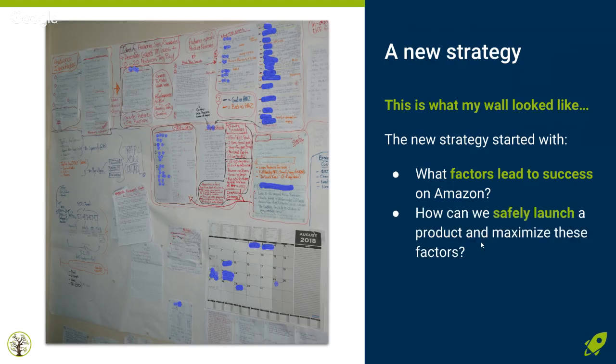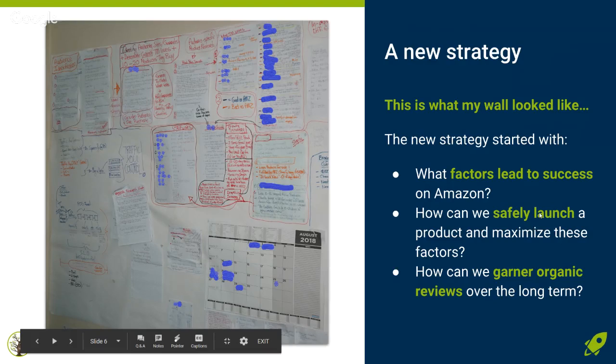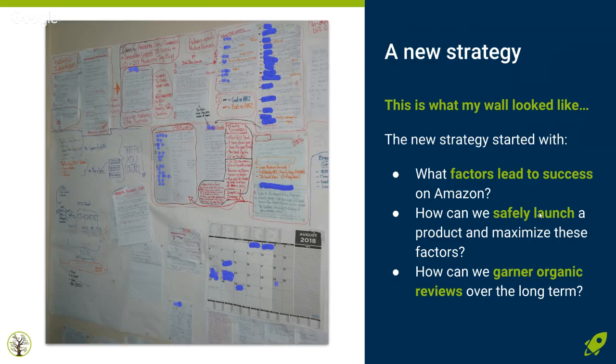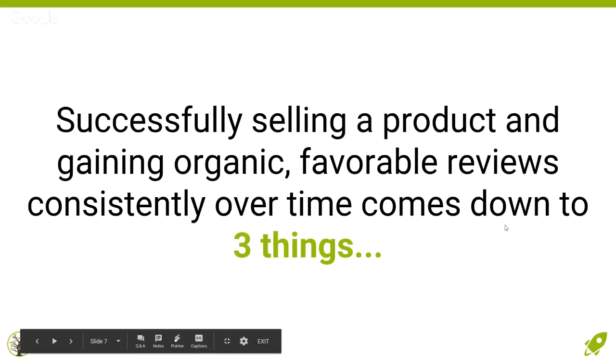Secondly, how can we safely launch? Because you don't want to go through that process we just discussed. How can we safely launch a product and maximize these factors? And thirdly, how can we gain organic reviews over the long term? Not just a short burst, but how could we build a strategy in here that's going to get us organic reviews consistently? Not so we get 20 in the beginning and then it never happened, then we get one per every 300 purchases. How can we build it in so we have a consistent stream of reviews and keep building the strength of that listing?